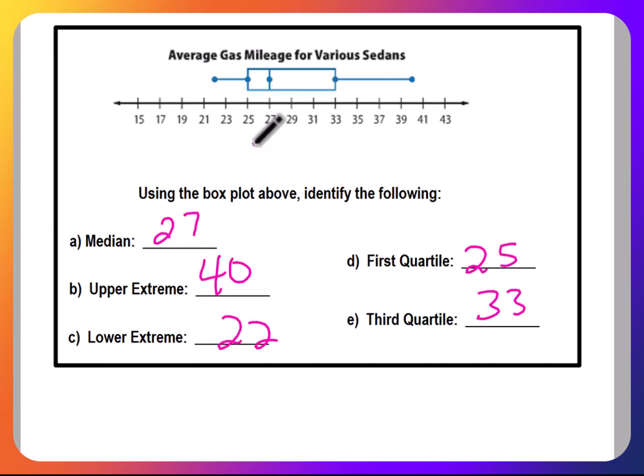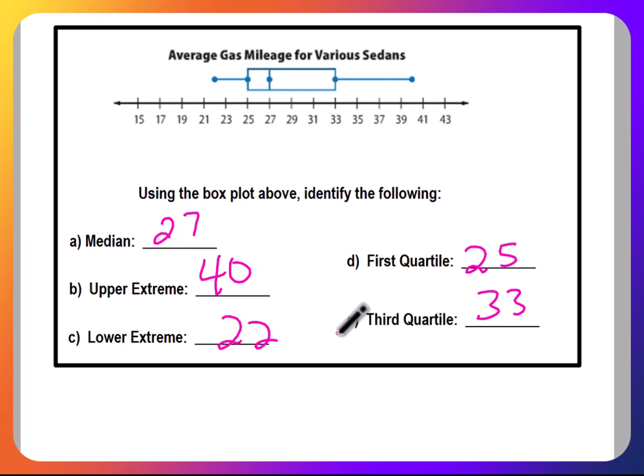Okay, the median. The median is that line inside the box. The line inside the box is at 27. That's your median. Upper and lower extremes, pretty easy. Upper is the largest number. That's your whisker. That's the dot of your whisker. It's halfway between 39 and 41, which is 40. And then you have the lower extreme, halfway between 21 and 23, it's 22.